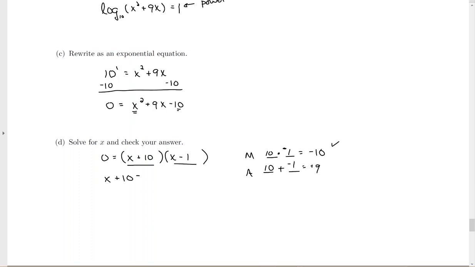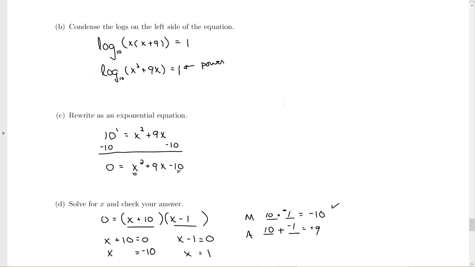From here, you're going to break this down into 2 smaller equations. x plus 10 equals 0, x minus 1 equals 0, and then solve for x. So you've made it into a simpler problem. Subtract 10 from both sides, or add 1 to both sides. And it looks like we have two answers, but here's where you have to check your work.